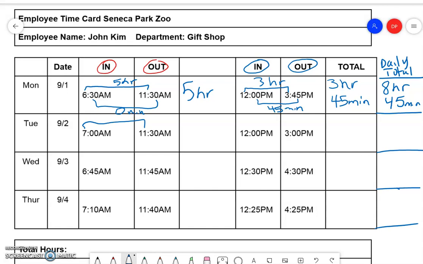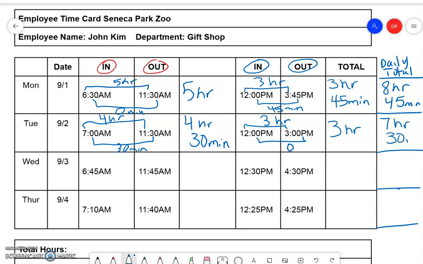Tuesday, from 7 to 11, that's going to be 4 hours. From 0 to 30 is going to be 30 minutes. These ones are pretty easy compared to that first page. So for the beginning part of this shift, it's 4 hours, 30 minutes. In the afternoon, we've got from 12 to 3 is just 3 hours. Minutes are 0, so we went up 0 minutes. So this is just 3 hours here. So for the day, this was 7 hours and 30 minutes.